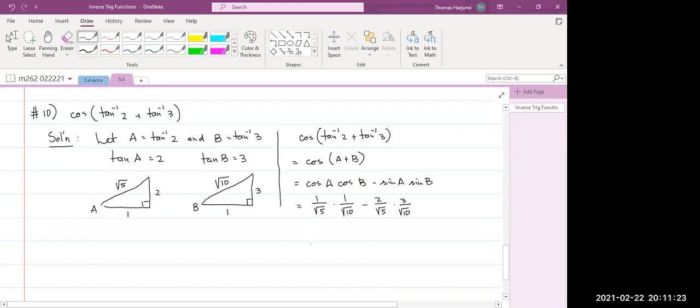Well, anyway, let me go on. And this will be 1 minus 6 over square root of 50. But square root of 50 is 25 times 2, right? So that's 5 square root of 2. That's negative 1/2.